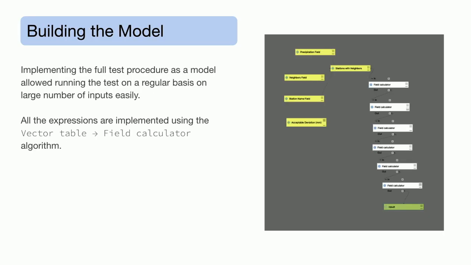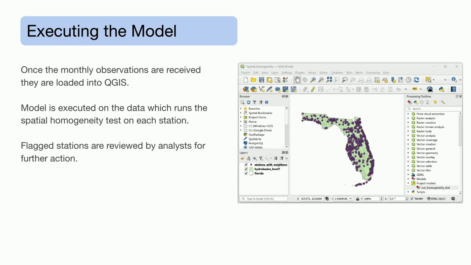This is what the model looks like, just by running the QGIS expressions one step after the other, where you say, select your input source, select the neighboring field, and it runs those expressions one by one. And out comes this output layer, which has marked each station, which is valid or not.